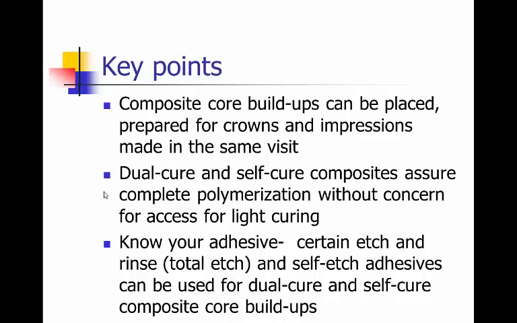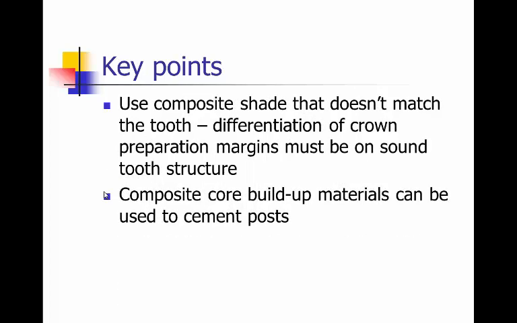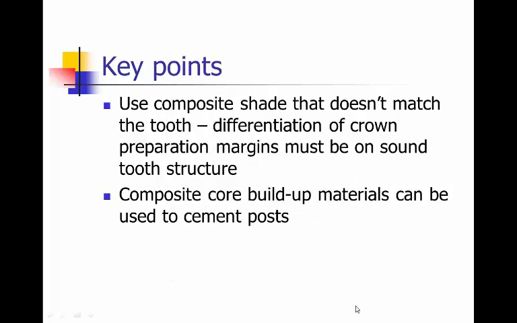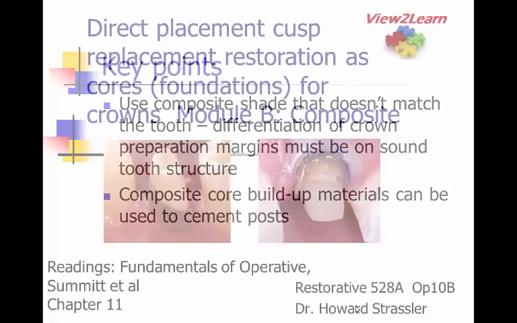In the dental school, we use Fluorocore 2 with its companion etch and rinse and self-etch adhesive. Use a composite shade that doesn't match the tooth so you can differentiate the crown preparation margins from the sound tooth structure. So you must be on sound tooth structure. Composite core buildups material can also be used to cement posts.